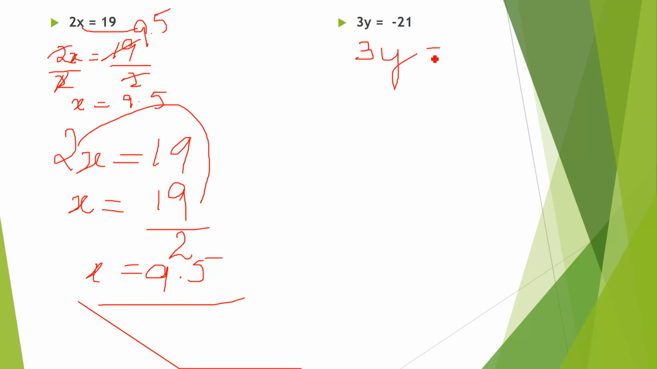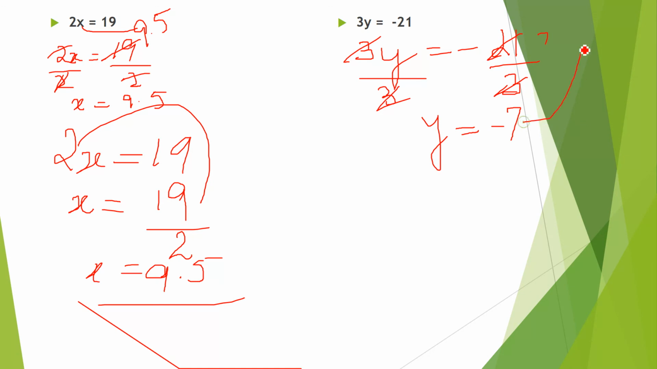3y equal to minus 21. What is the basic way? Just divide it by 3, and here you have to do the same function. 3 7 times. So y is equal to, keep in mind we have minus as well here, so it will be minus 7. In algebra, the signs are very important. We cannot say 7. Minus 7 is the answer.